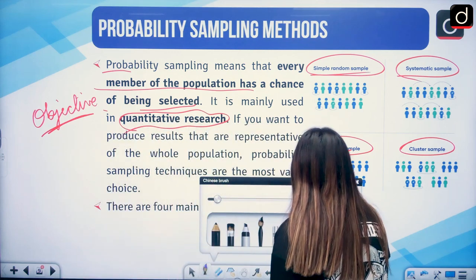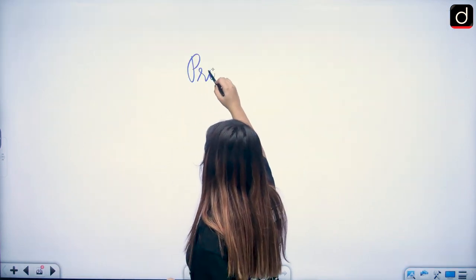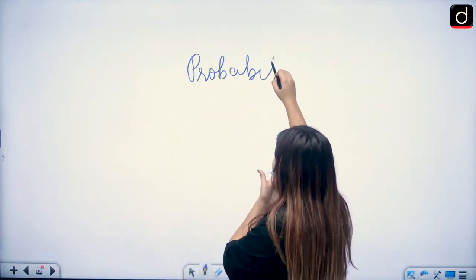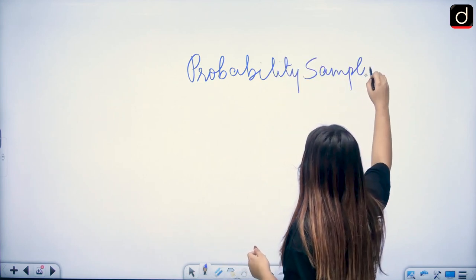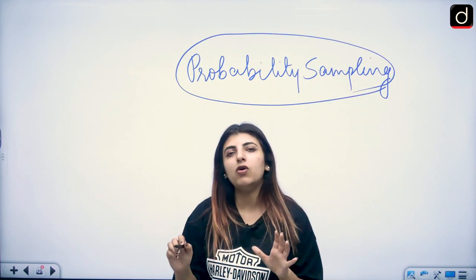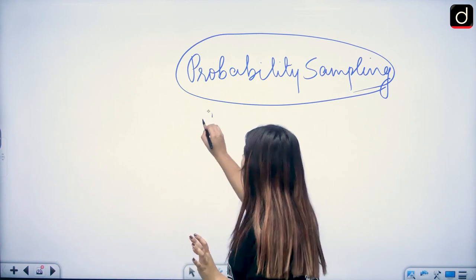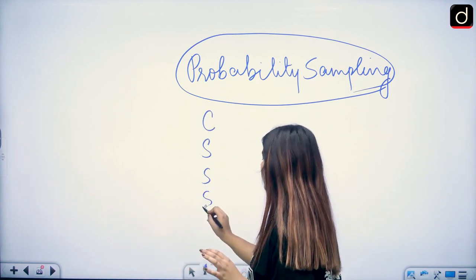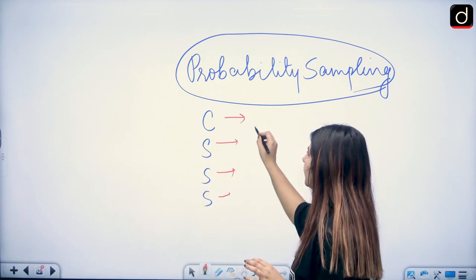Here is the acronym for you all to memorize the probability sampling techniques by names, right? So, in the examination, when you all will be sitting, you know these are probability sampling techniques and these are non-probability. C-SSS. This is how you all are supposed to memorize them.